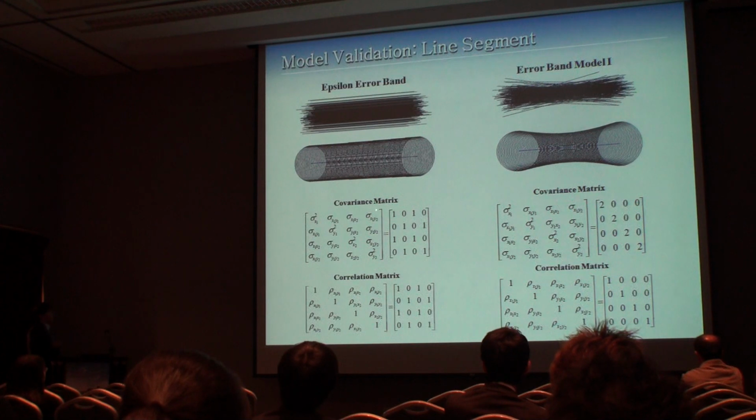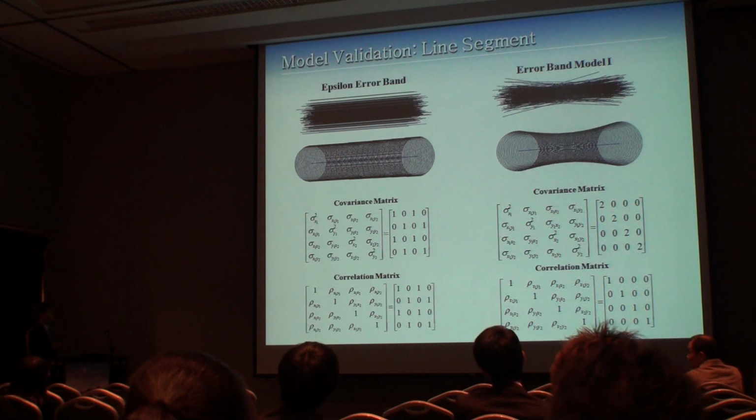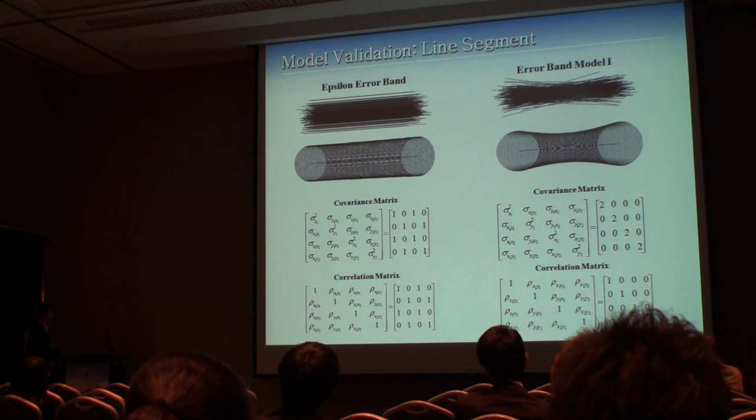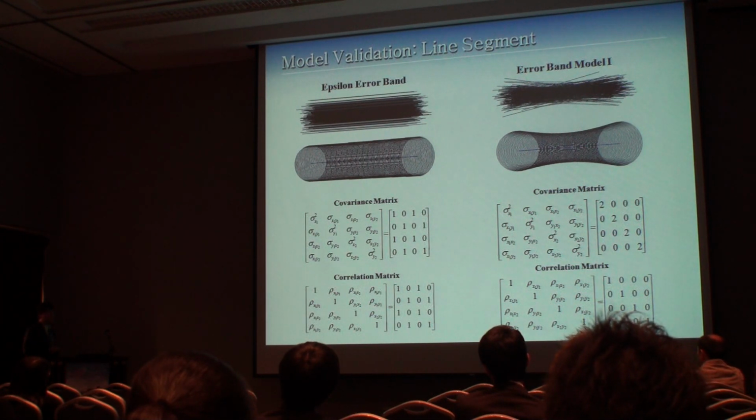The covariance matrix for the epsilon error band indicates that the X and Y components of the two endpoints have equal variance. However, the correlation matrix indicates that the X and Y components of the left endpoint have a positive correlation with the corresponding components of the right endpoint.